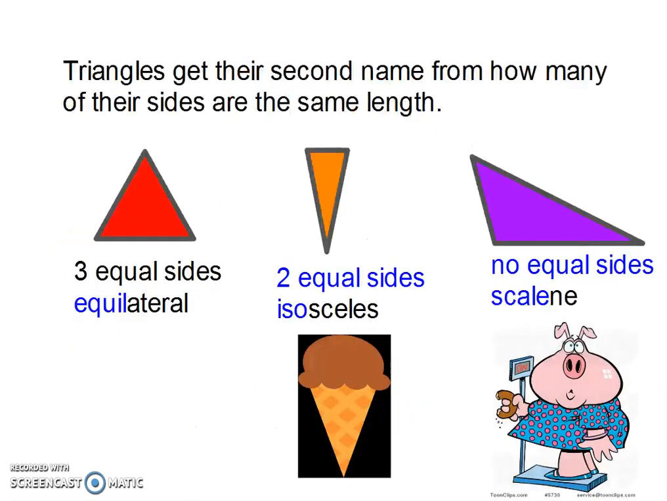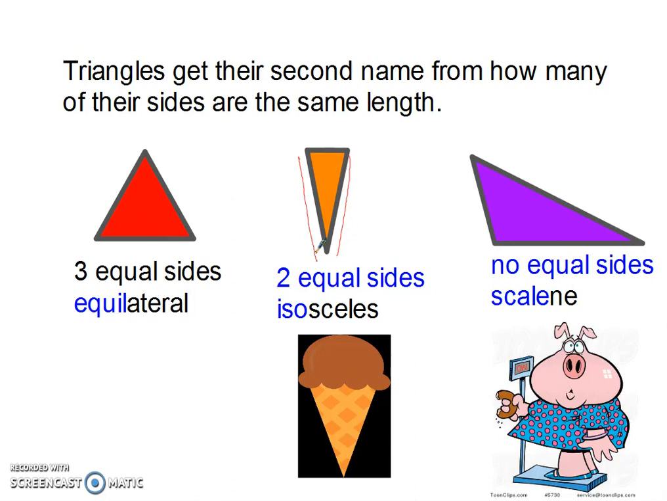Let's go to the second name. Here's how I teach the kids to remember them. If you have three equal sides, you're equilateral. Makes sense. Equal, all of equal, equilateral. The next two, you have to stretch your imagination a little bit. So if you have two equal sides, it's isosceles. So this side and this side are exactly the same length, so that makes it an isosceles triangle.